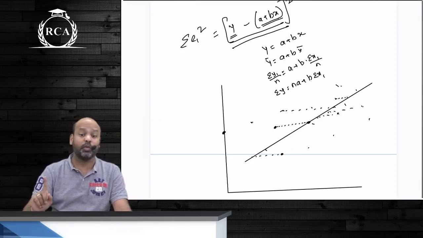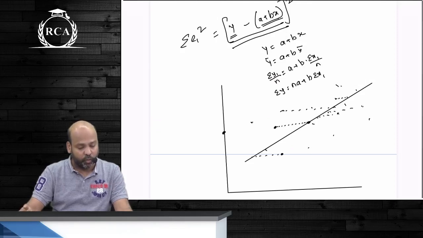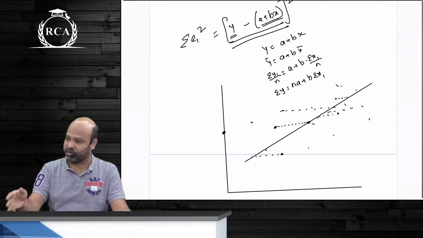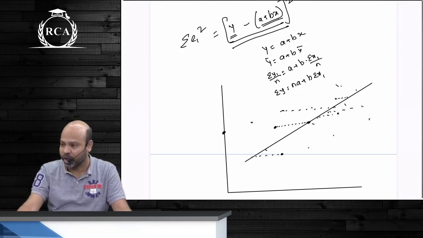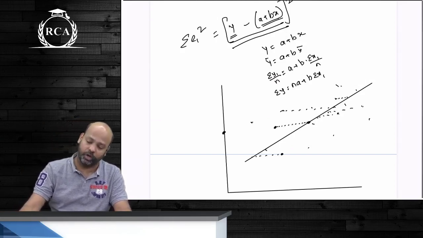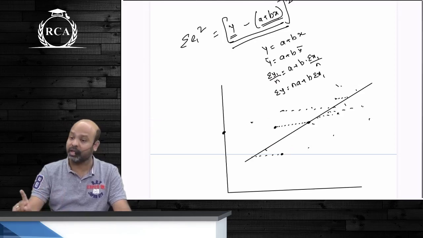When will you have only one equation? When r equals +1 or -1. When r is +1 or -1, all the plotted points are already lying on a straight line. You do not have to worry about introducing any line of best fit. That line itself is the regression equation. Because there's no minimization of distances, you're going to get the same equation for both y on x as well as x on y. Are we understanding this? This is also important to remember.